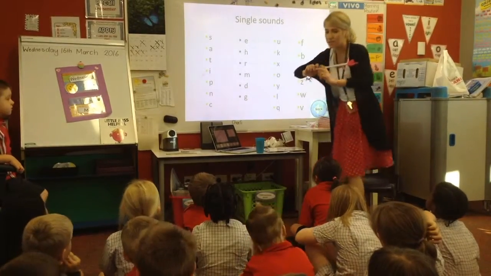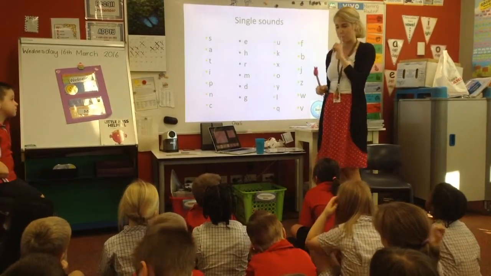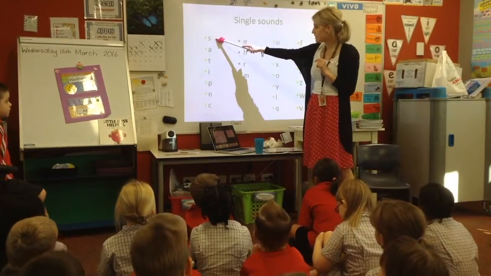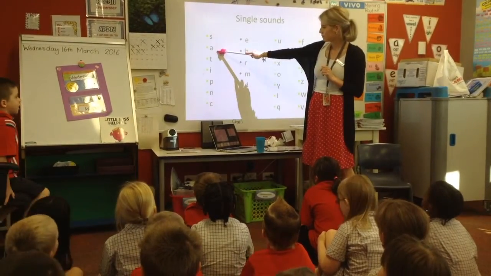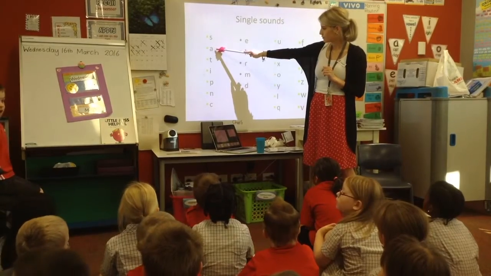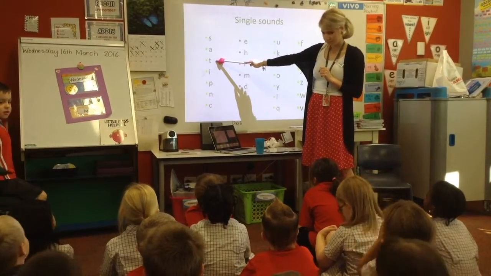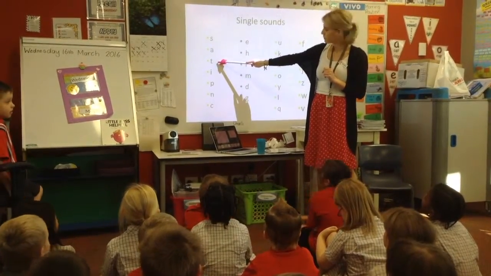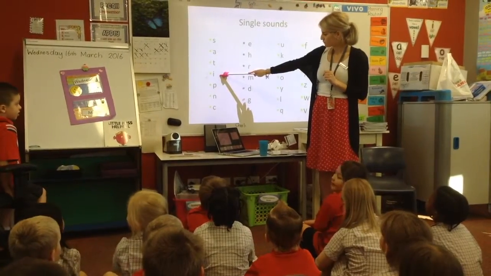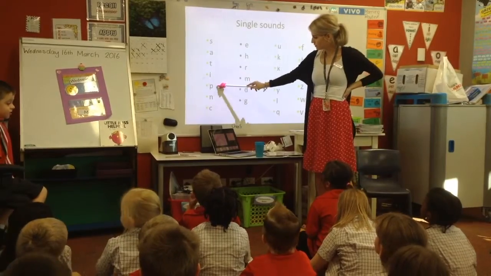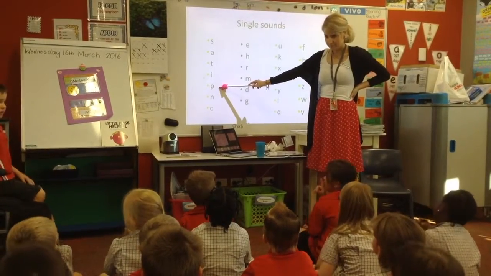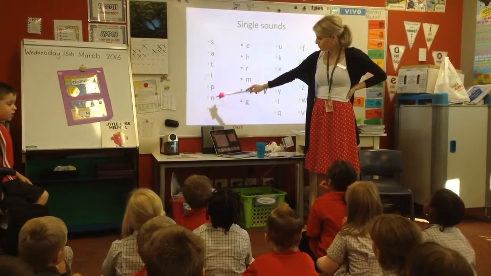I want you to tell me what the letter and the sound is. I'll do the first one. S is the letter and the sound is... Can you do the next one for me? A is the letter and the sound is A. T is the letter and the sound is T. I is the letter and the sound is I. P is the letter and the sound is P.